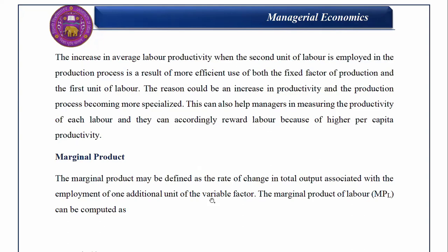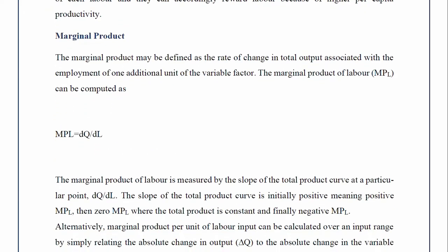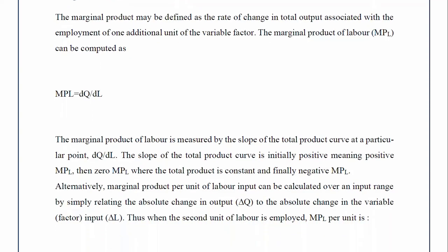Marginal product. The marginal product may be defined as the rate of change in total output associated with the employment of one additional unit of the variable factor. The marginal product of labor can be computed as the change in quantity upon change in labor. The marginal product of labor is measured by the slope of the total product curve at a particular point, that is, change in quantity upon change in labor.